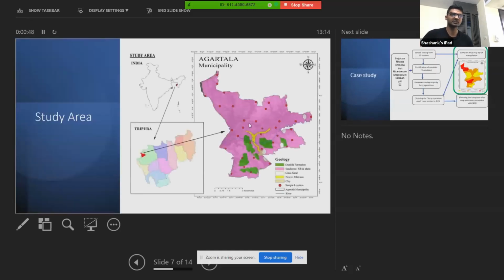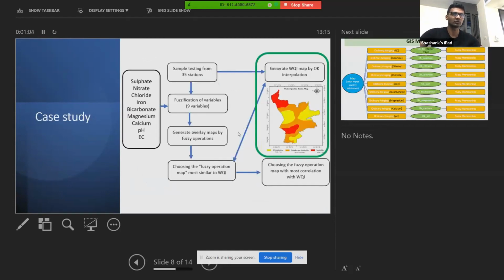This is the study area in the paper. It is in India, Tripura province, in a district called Agartala. So in this Agartala, I'll go to the next slide. This is the methodology of the paper. In the Agartala district, 35 samples were collected from different locations.